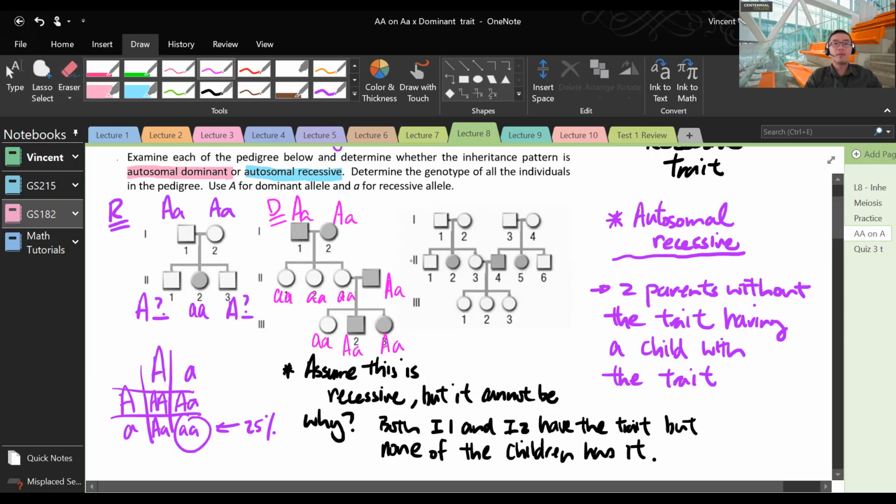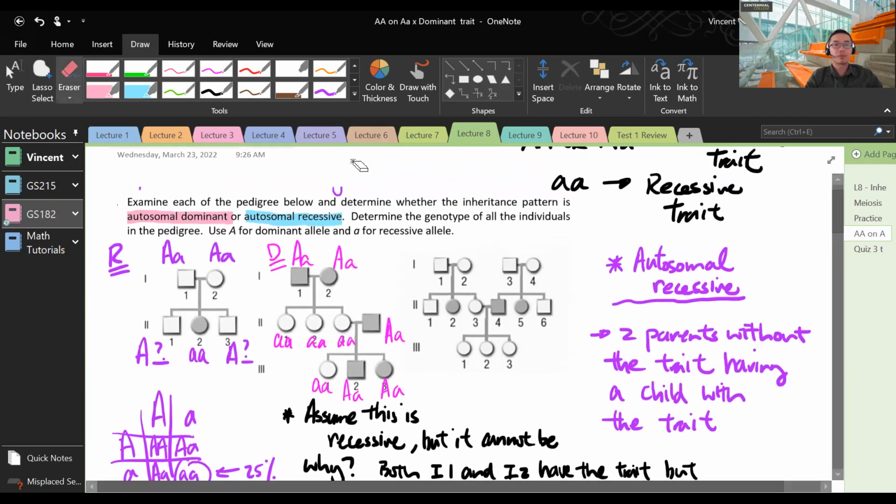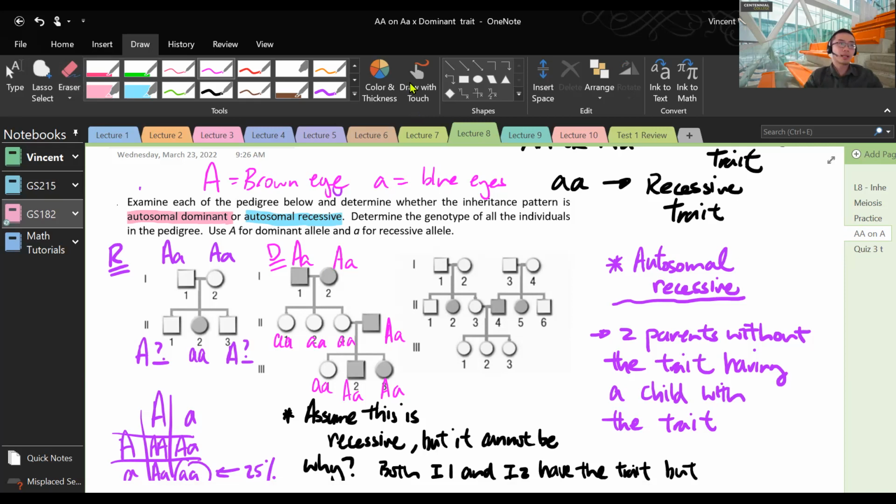Trait means whatever big A stands for. For example, I can say big A is brown eyes. Small a would be blue eyes. It doesn't really matter. It could be other things. So both of them have brown eyes, but then all these people have blue eyes. Big A could be the ability to curl your tongue, and small a would be cannot curl the tongue. So there are a lot of different traits that we talked about: eye color, earlobes, hairline, whether it's straight or widow peak, blood type, all these things.